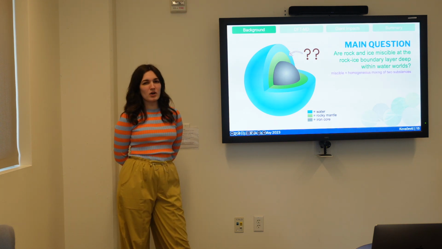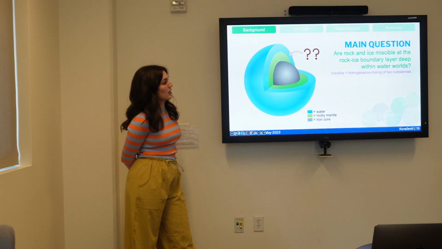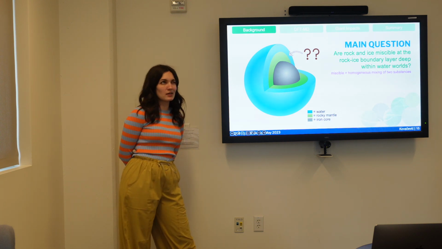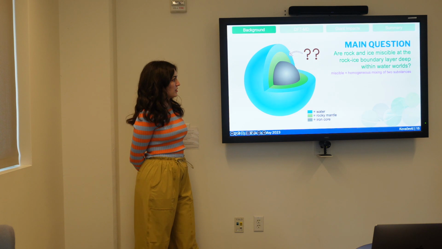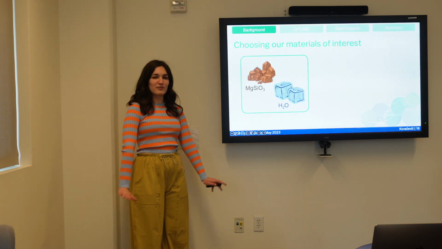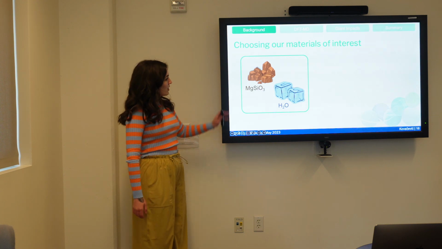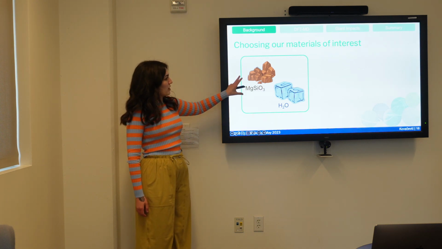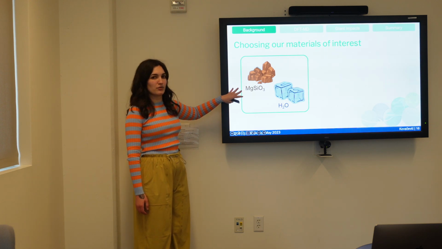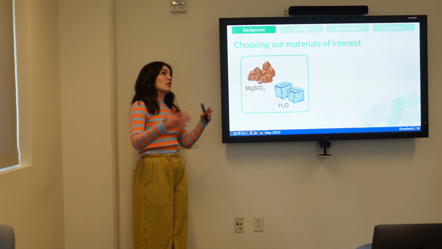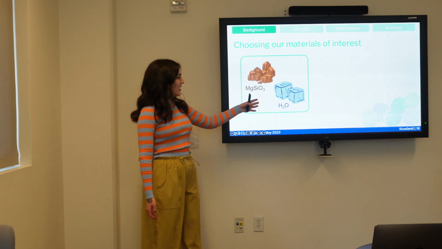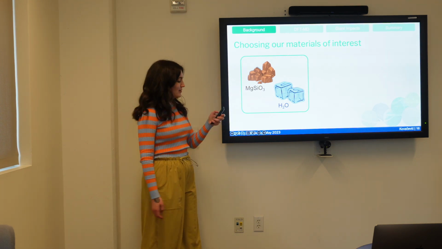And by miscible, I'm going to use that term pretty frequently. It just means the homogeneous mixing of two substances. So I might say mixing, I might say miscible. They're going to mean the same thing to me. So first, we're going to choose our material of interest. Before we even get started, we're going to consider a very prominent rocky composition that we find within Earth. So it's going to be MgSiO3, or enstatite, or the high-pressure version, bridgmanite, which is what we're investigating here. And then for water worlds, we're going to look at water ice.